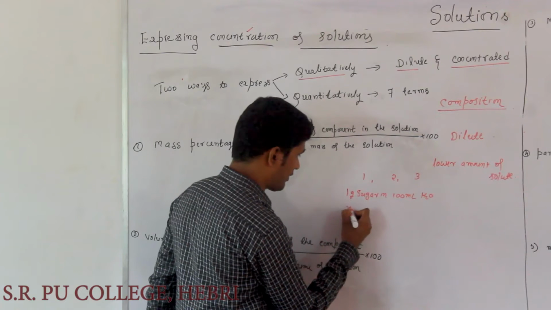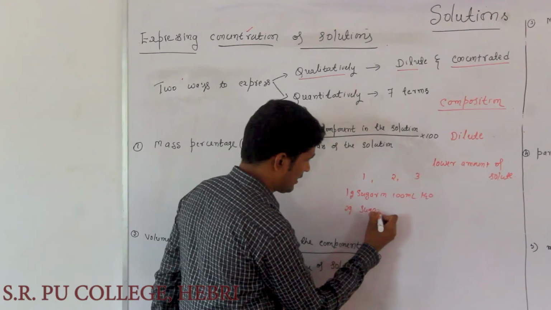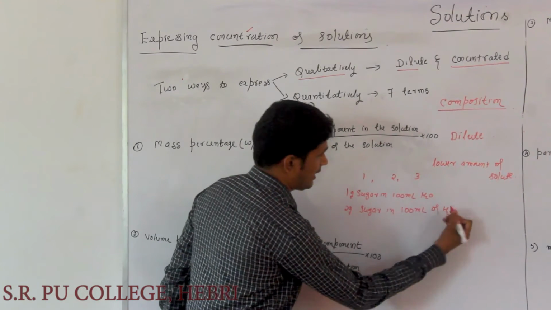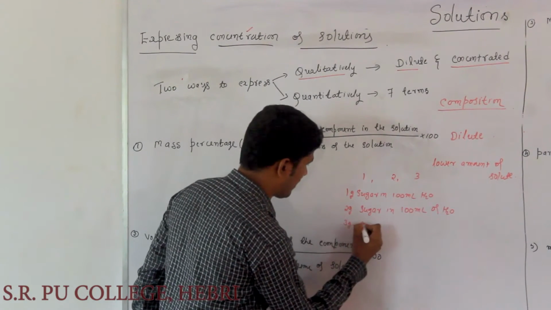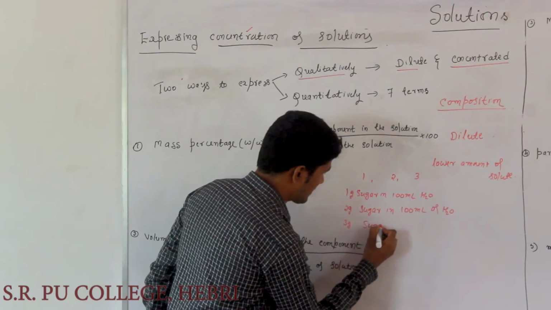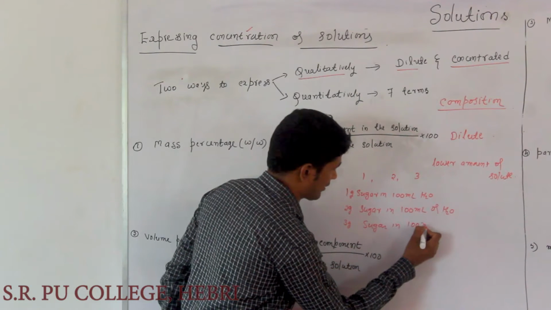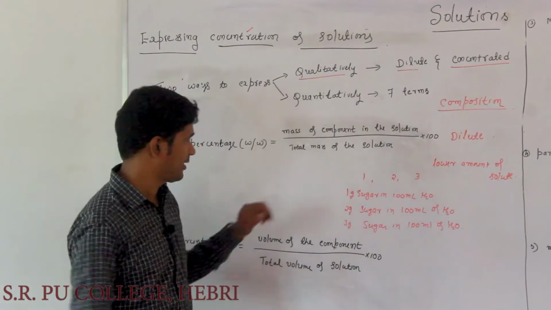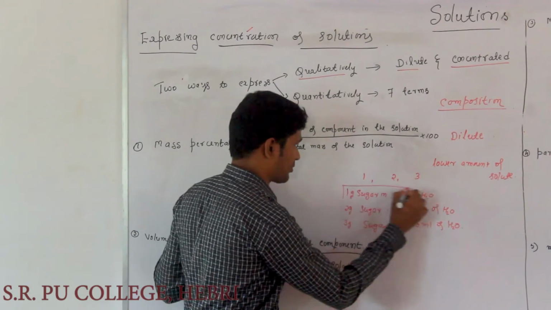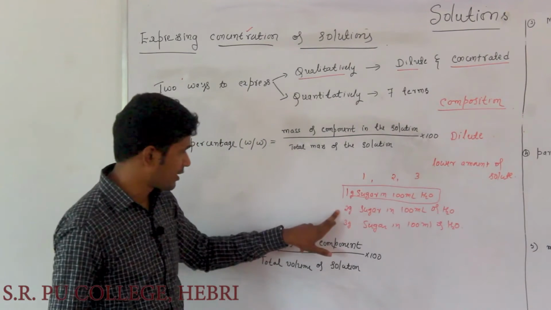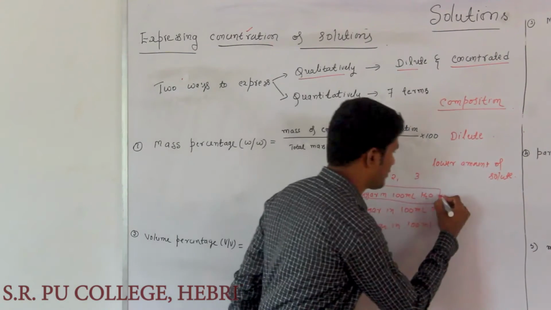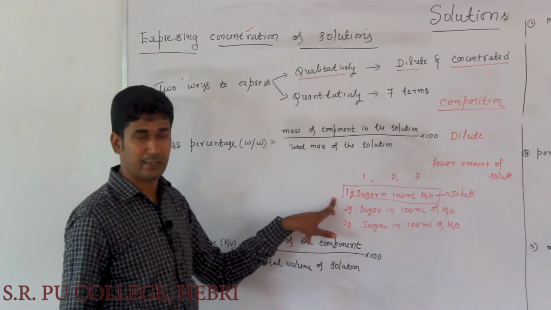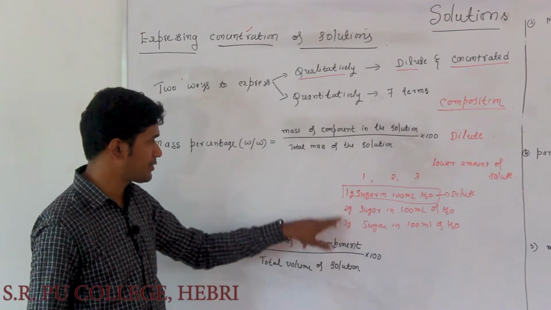In second solution, you have dissolved 2 gram of sugar in the same quantity of water, that is 100 ml of water. In third solution, you have dissolved 3 gram of sugar in the same quantity of water, that is 100 ml of water. Here, the first solution is dilute when compared to solution number 2 and 3. So this is a dilute solution because here the amount of solute is less. It has a relatively smaller amount of solute when compared to these two solutions.